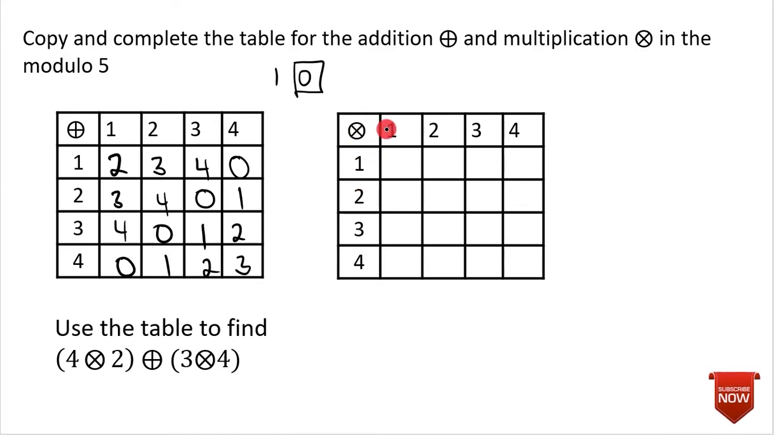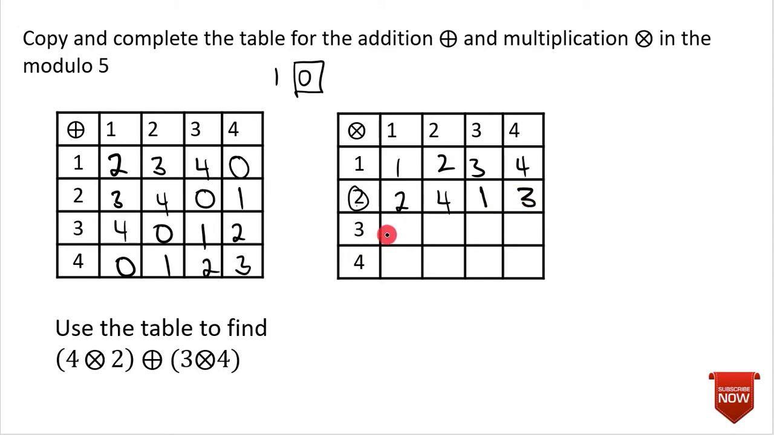1 times 1 gives us 1. 1 times 2 gives 2. 1 times 3 is 3. 1 times 4 gives 4. Now we pick this particular 2 to multiply everything here. 2 times 1 gives us 2. 2 times 2 gives us 4, so we put the 4 there. 2 times 3 gives us 6. 6 is more than 5, so 5 goes into 6, 1 remainder 1. We put our remainder there, which is 1. 2 times 4 gives us 8. 8 is more than 5, so 5 goes into 8, 1 remainder 3. We put our 3 here.